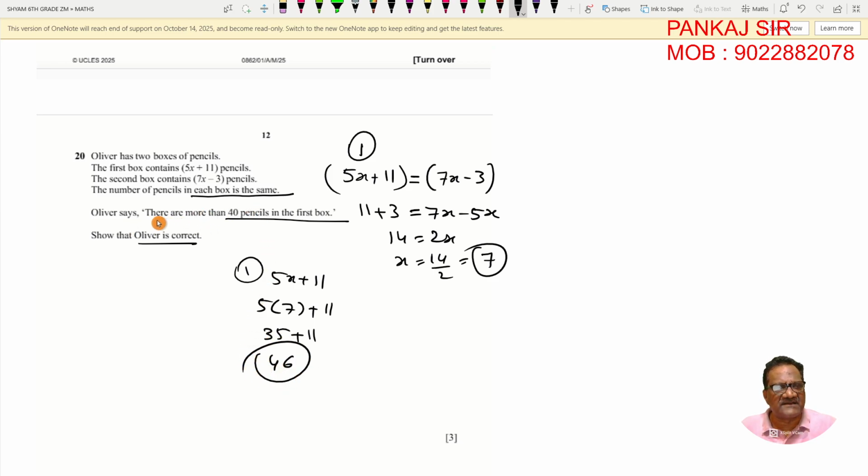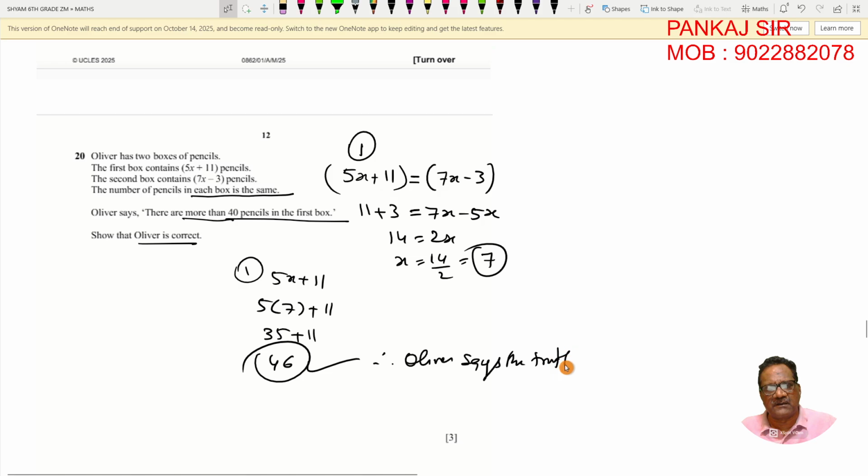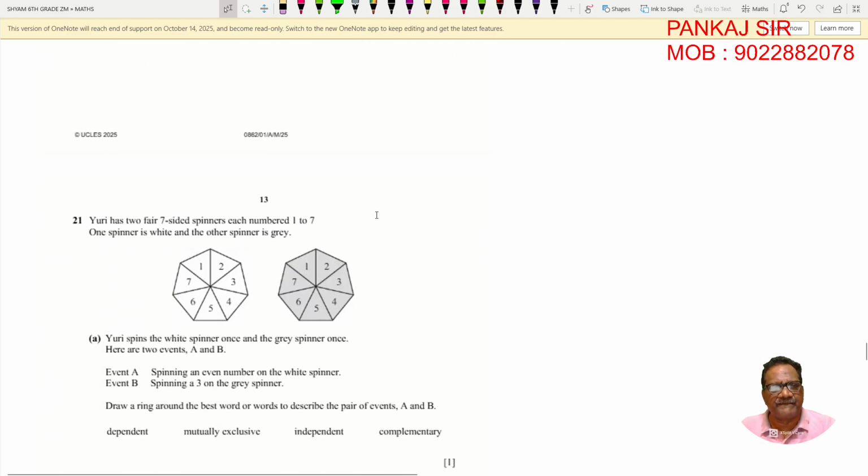And Oliver says that there are more than 40 pencils. He's right, because there are 46 pencils. So 46 is more than 40. So we have shown that Oliver is correct. Therefore Oliver says the truth. Next question is 21.